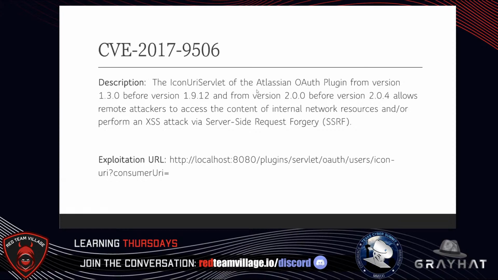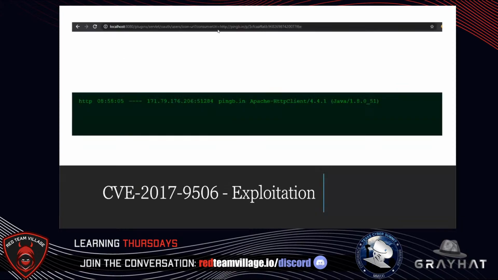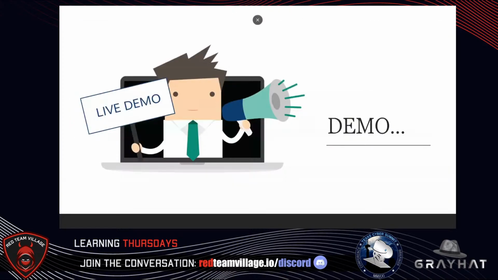Then we have this SSRF vulnerability in the IconUriServlet, when you use this consumerUri parameter. Let's say you put an attacker-controlled server in this consumerUri, and you will see a callback. This one is of limited impact, shown for demonstration purposes. You can try to exploit it for local SSRF as well. Now, we will see the remaining four CVEs in the live demo section.